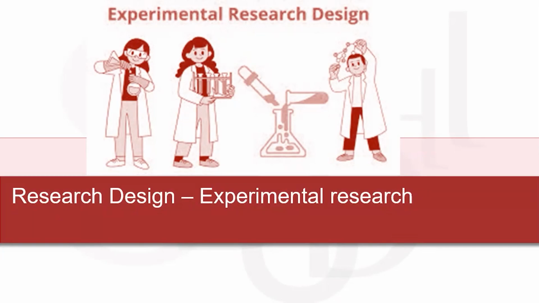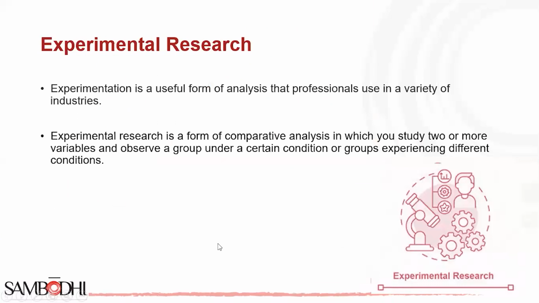We studied research design and research process briefly previously. Now we will understand there are different types of research designs. But the first type is experimental research.